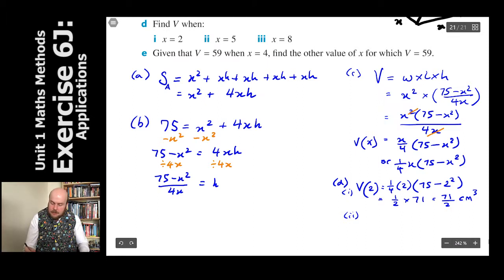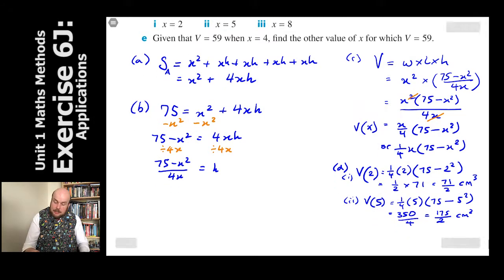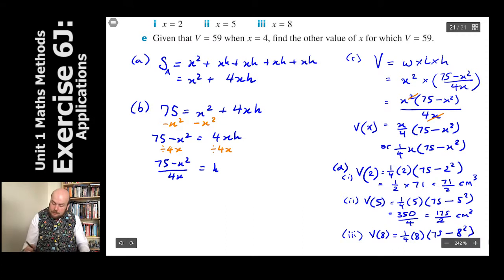The second one's asking for x equals 5, so 1/4 times 5, 75 minus 5 squared, and that's going to get us into 350 over 4, which would be equal to 175 over 2 square centimeters. And then the last one is x equals 8. So I'm just substituting 1/4 times 8, 75 minus 8 squared.